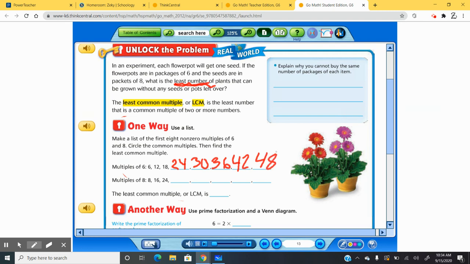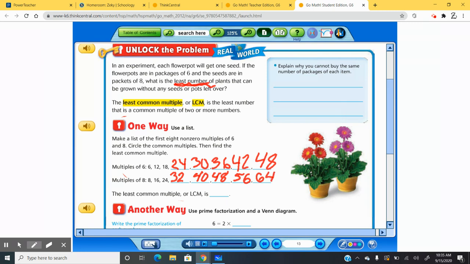Same thing down here for your 8s. The multiples of 8 are: 8 times 1 is 8, 8 times 2 is 16, 8 times 3 is 24, 8 times 4 is 32, 8 times 5 is 40, 8 times 6 is 48, 8 times 7 is 56, and 8 times 8 is 64.